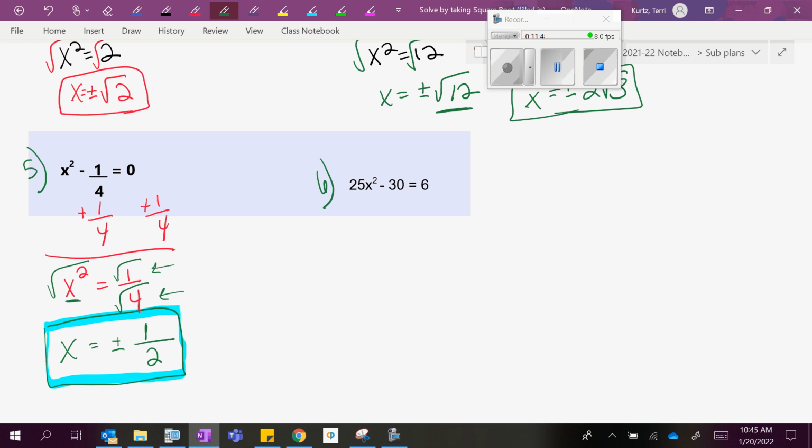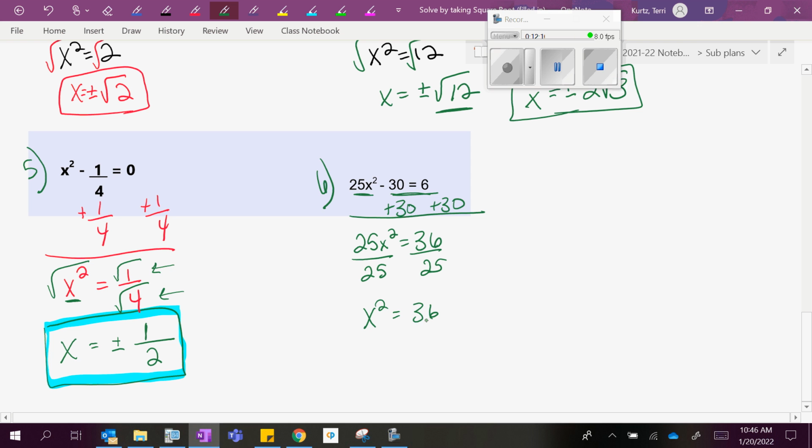Okay, as in this next one. So let's look at this one again. Just a square root and numbers, so we can use our shortcut. We're going to add 30 to both sides. We get 25x squared equals 36. We're going to divide by 25. And look at this, we're getting kind of an ugly fraction. It won't reduce. But if you notice, they're both perfect squares. So actually, this is going to work out great.